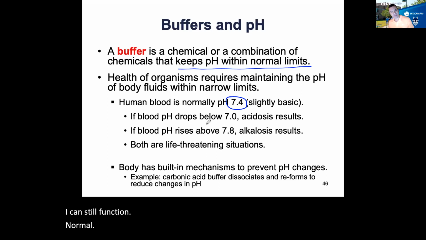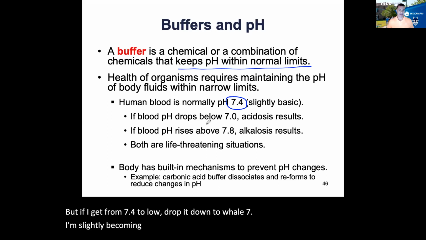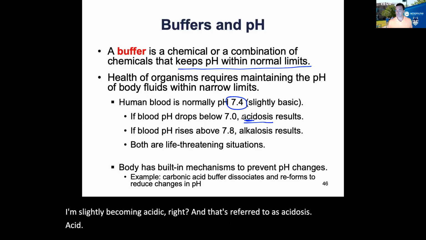But if I get from 7.4 to, whoa, drop it down to way low, 7, now I'm slightly becoming acidic, all right? And that's referred to as acidosis. Acid-osis just means condition of.